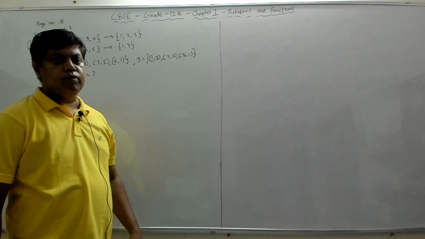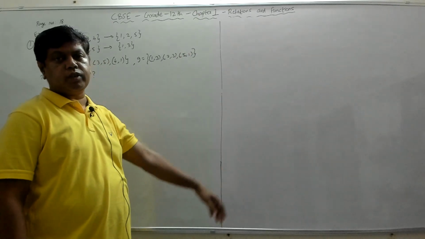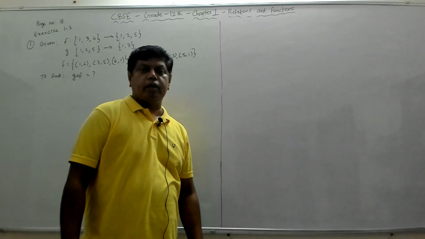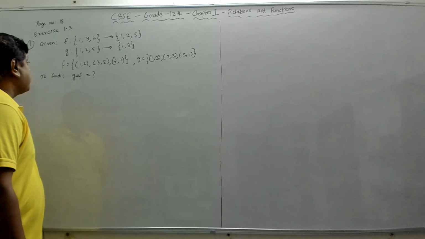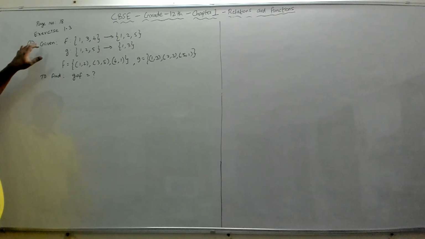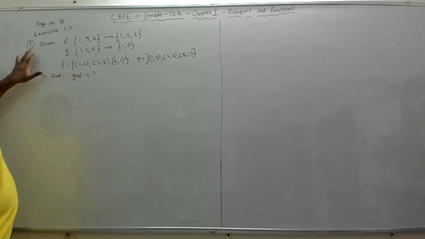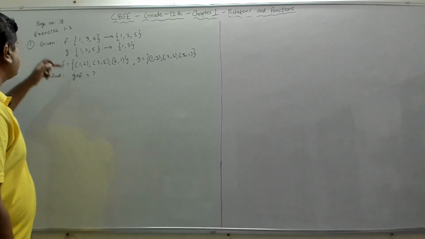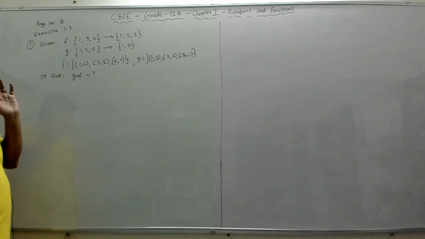In this video, we'll continue with the chapter Relations and Functions, which is your first chapter from your 12th standard CBSE Mathematics. So I will continue with exercise 1.3, first problem in page number 18 of your textbook. So page number 18, exercise 1.3, problem number 1.